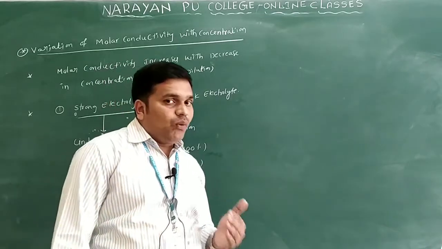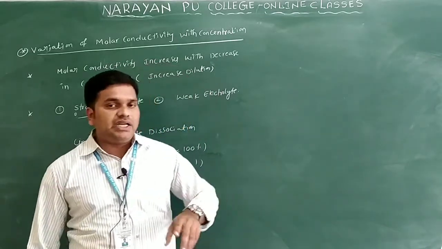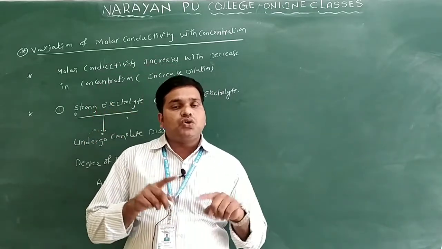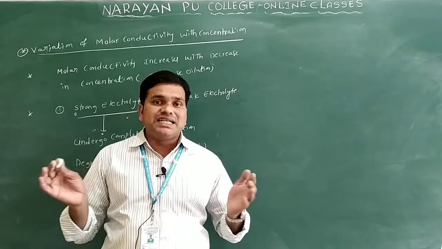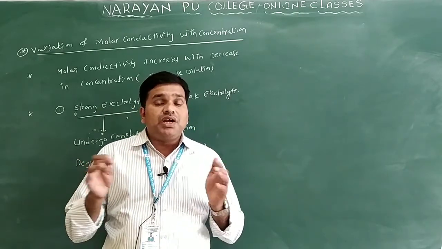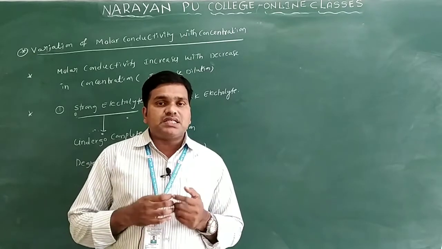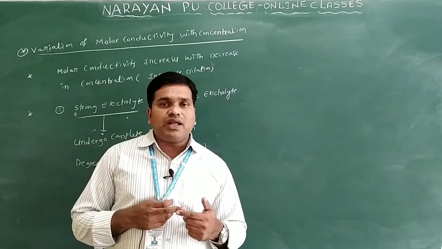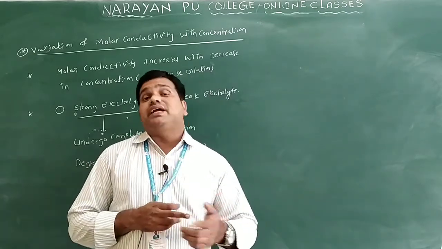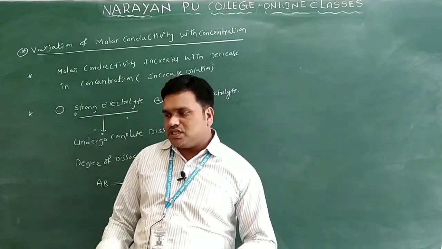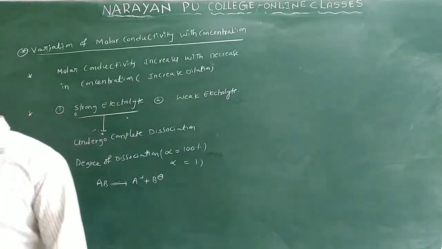But conductance increases only. Why does the conductance increase? Upon dilution, the distance between the two oppositely charged ions increases. Then the mobility of the ions increases. When the mobility of the ions increases, conductance increases only. So this concept we already discussed. Again I want to repeat this one.